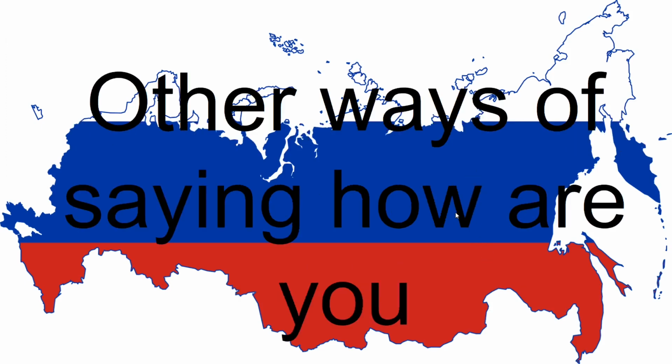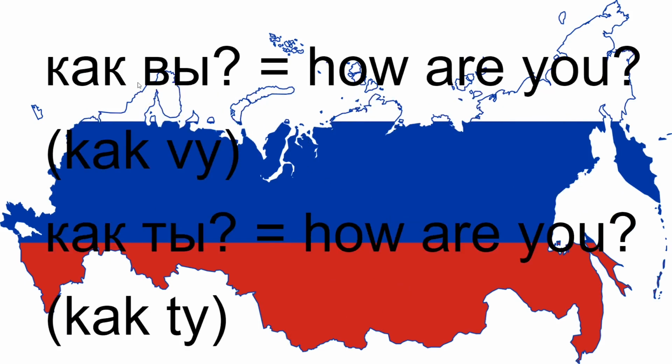We have other ways of saying how are you. First one is как вы. Как вы is used when you're speaking to someone who is of higher standing than you, or that you don't know very well, or that you've just met, and you want to use a more respectful way of saying how are you. Как ты is more of an informal way of just saying how are you. You'd use it with a friend or a family member.